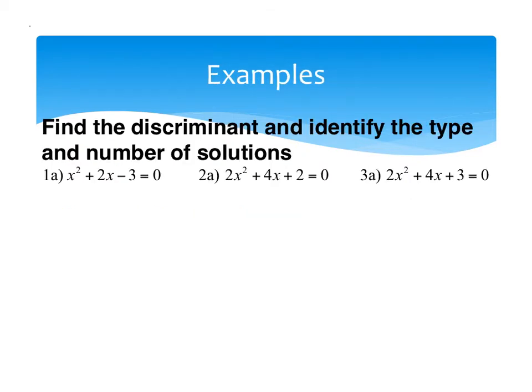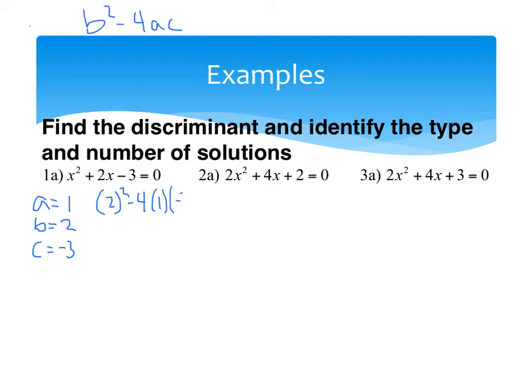We want to find the discriminant and identify the type and number of solutions. Well, let's find our discriminant first for each one of these. So I'm going to need my a, my b, and my c for this one. I have 1, 2, and negative 3. So I have b squared, remember it's b squared minus 4ac. That's my formula for the discriminant. So I have 2 squared minus 4 times a times c.